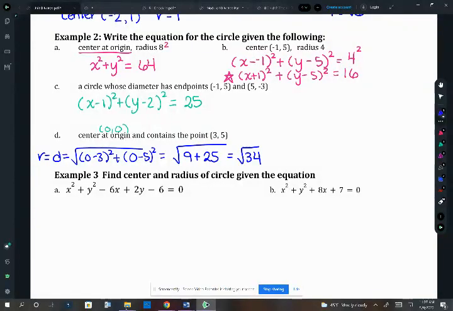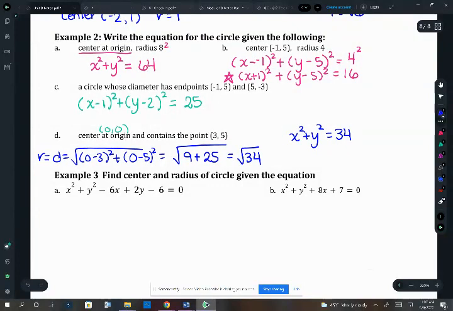So then when we go to write it, we would have x squared plus y squared is equal to the square root of 34 squared, but when I square a square root, it just makes the root go away. So we're left with 34. All right, so that's one option. So as we think about that, another option is, yeah, we still could have done that in the grid. We know that this is 0, 0, and we know that we have a point at 3, 5.